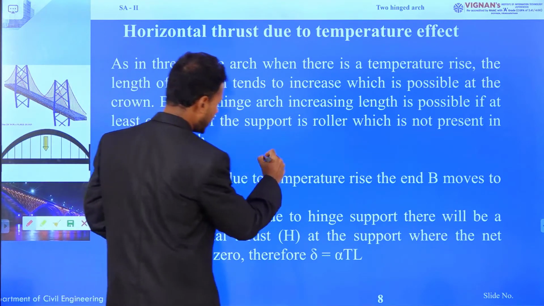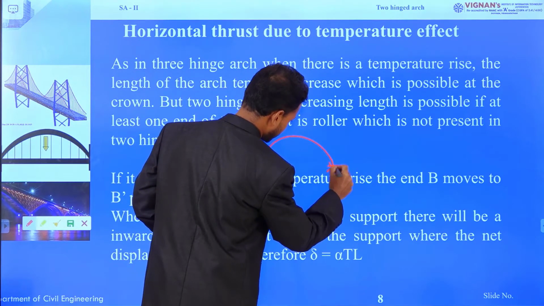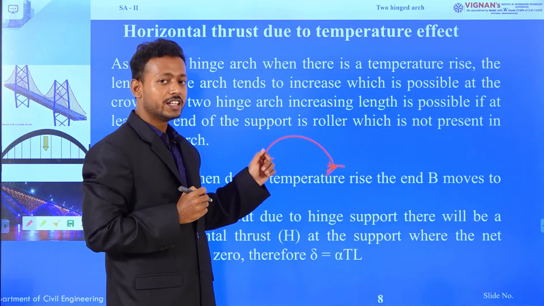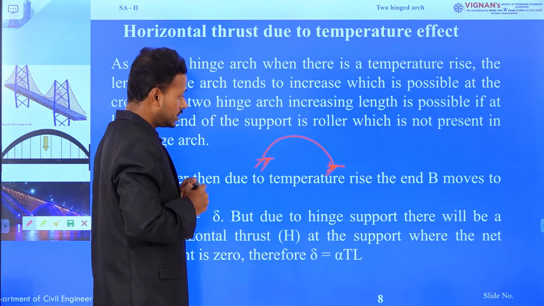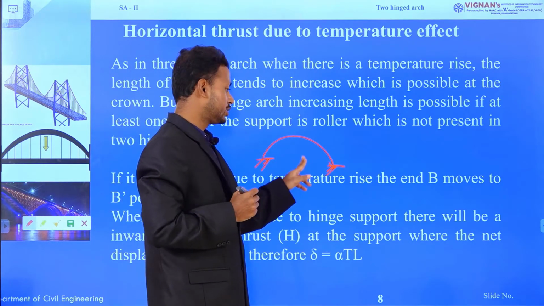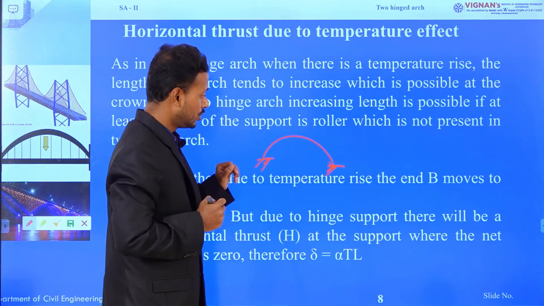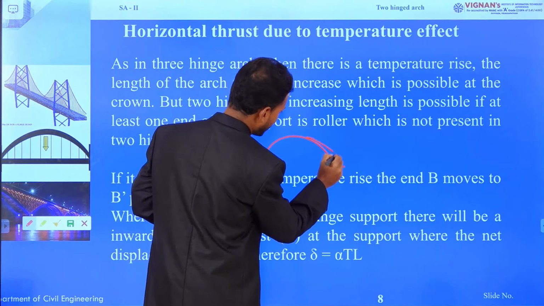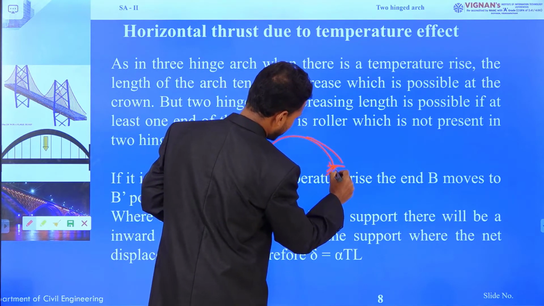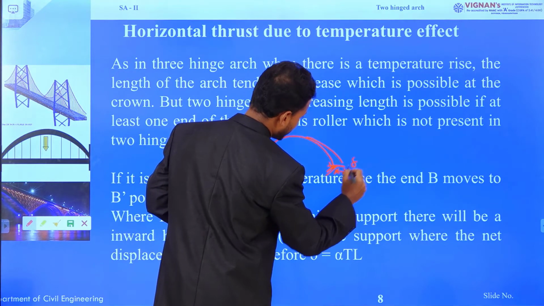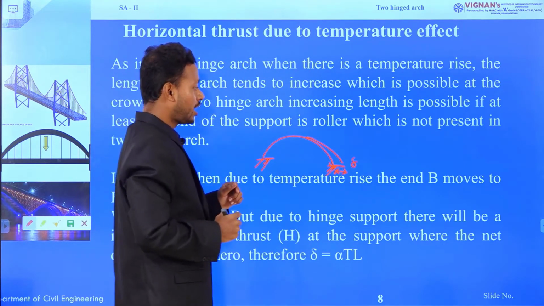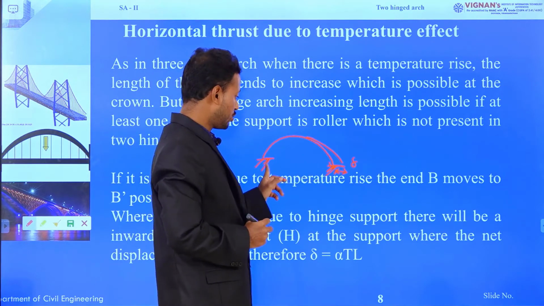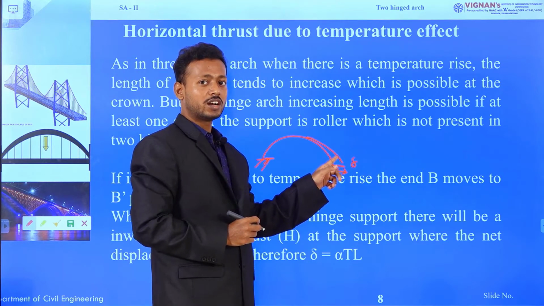As the supports of the arch are fixed or hinged, they cannot move either inward or outward. Therefore, the relative displacement of those supports is 0. On the other hand, if the support could move in the outward direction, then the displacement would be delta. Again I am repeating, if the supports were not fixed or hinged, they could move in the outward direction due to the rise of temperature.